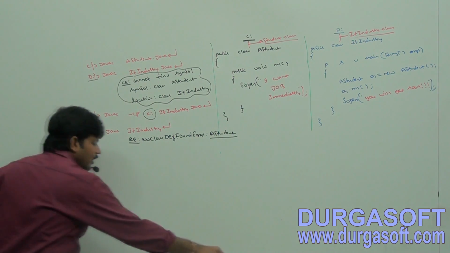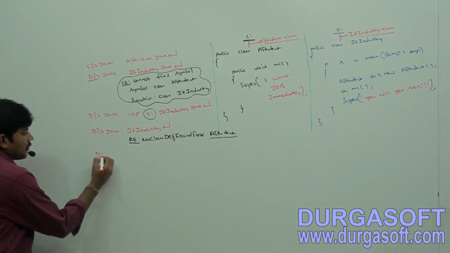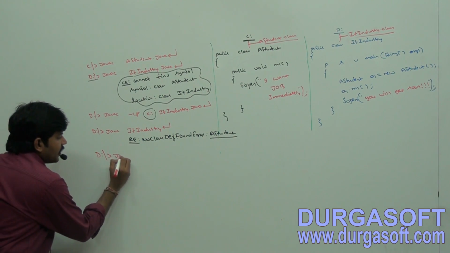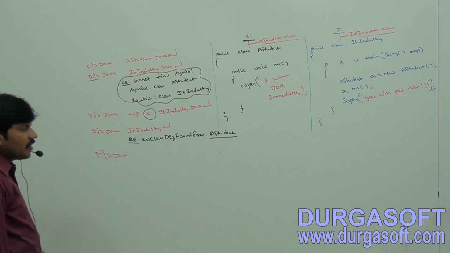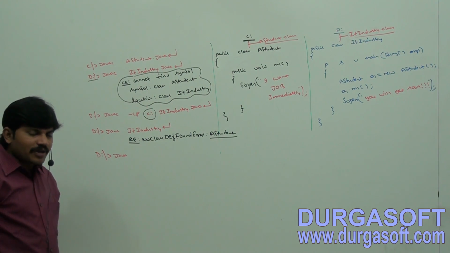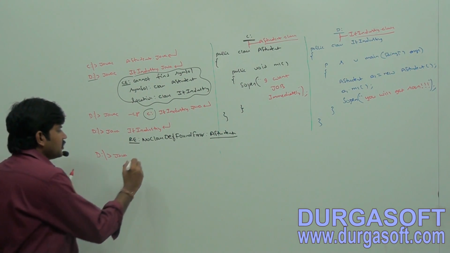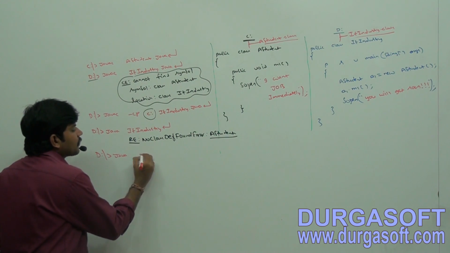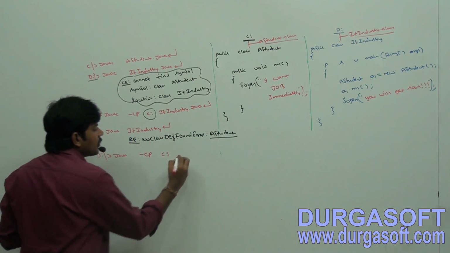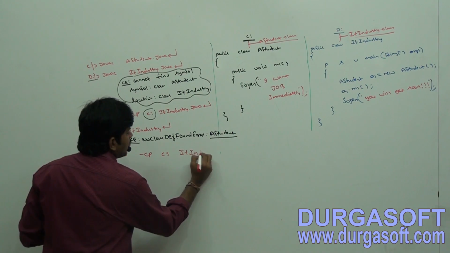Now I have to take: D colon, Java, JVM, if you require a .class file, can you please find it from C colon? java -cp C: followed by ITIndustry.